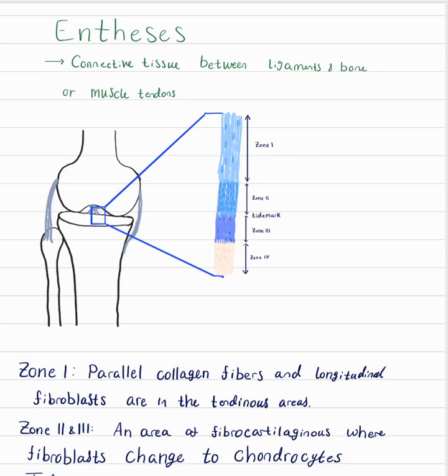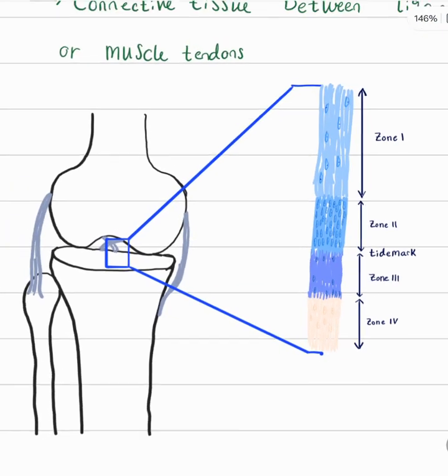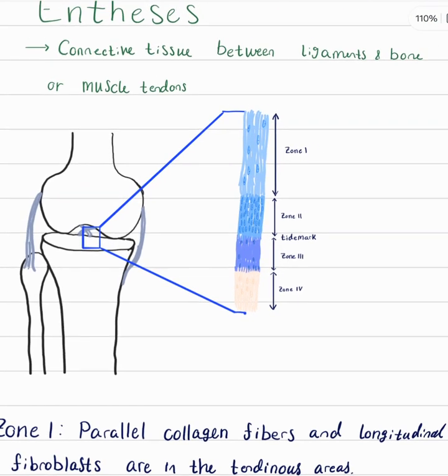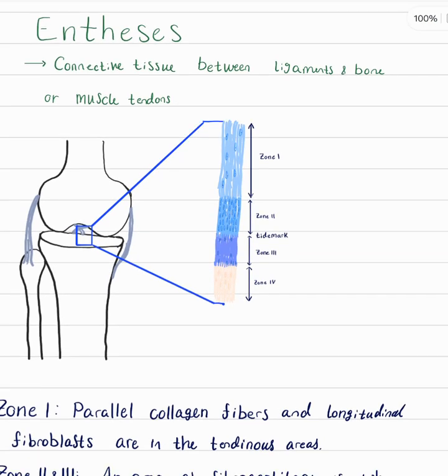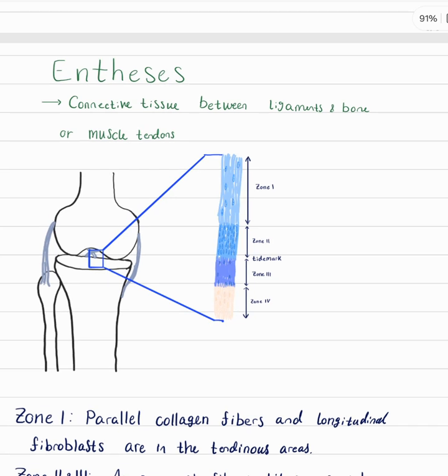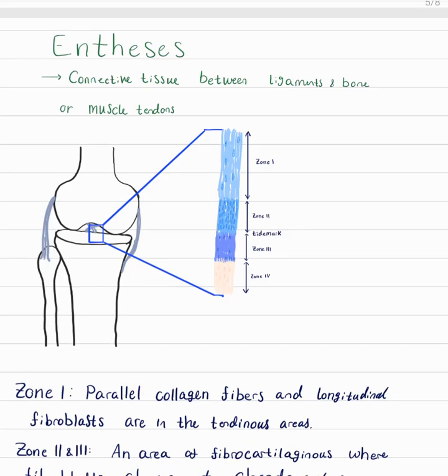The enthesis is a connective tissue between ligaments and bones or muscles. It's kind of just describing this zone of change here. I want to go over what this means. Right here we have a ligament in the knee, and we've drawn it into zones 1, 2, 3, 4, and the tide mark. The tide mark is where it changes from cartilaginous fibrocartilage to calcified fibrocartilage, so kind of turning into bone.